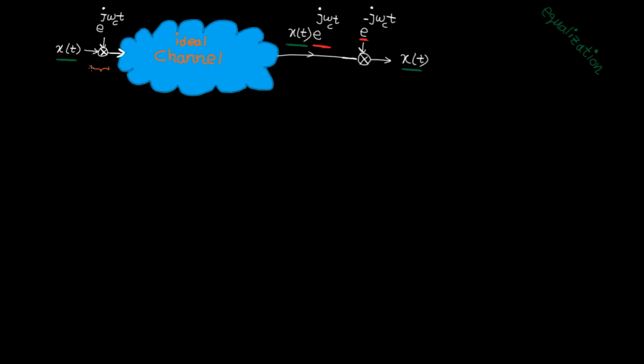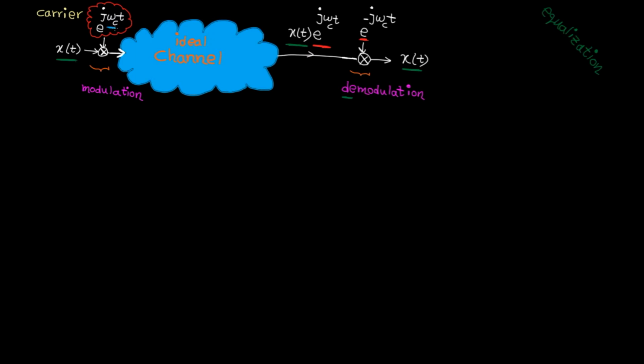This multiplication, which happens on the transmitter side, is called modulation. And this multiplication, which happens on the receiver side, is called demodulation. This signal is usually referred to as a carrier signal, as we use it to carry information from one point to another.